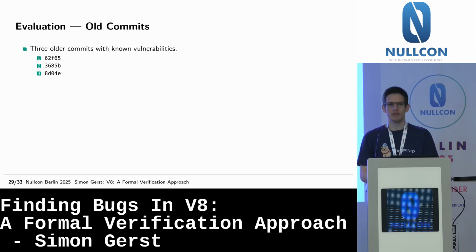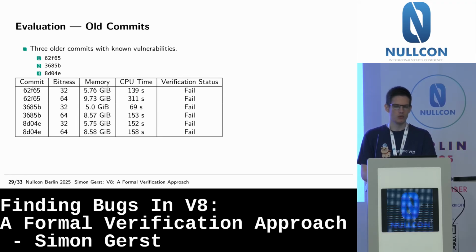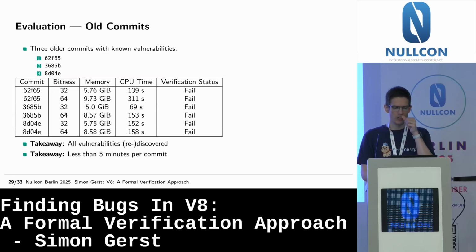And then we have the 3 older commits with non-vulnerabilities. And what is pretty nice, if we run it on those vulnerable commits, we immediately, in less than 5 minutes per commit, can refine the vulnerability, which is pretty nice.